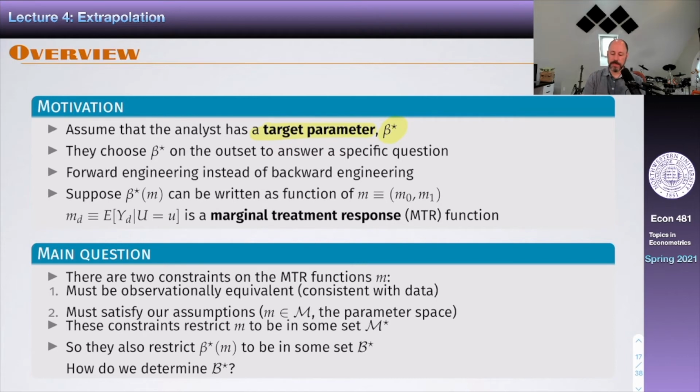So here, beta star is defined ex ante as a parameter of interest, and the only requirement that we're going to put on beta star is that it takes a particular functional form that we're going to describe in a minute. In particular, we're going to require, which is going to be the case as we know for many parameters, that beta star is a function of the marginal treatment responses, M0 and M1, where MD is the expected value of YD conditional on U. This is what we just called before the marginal treatment response function.